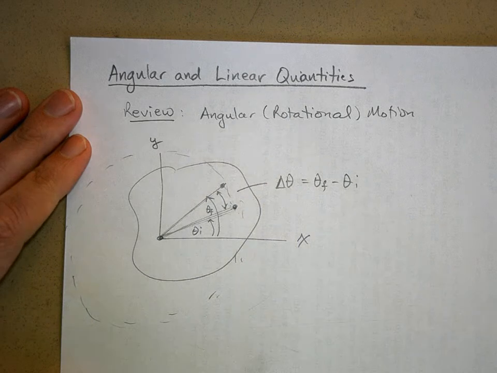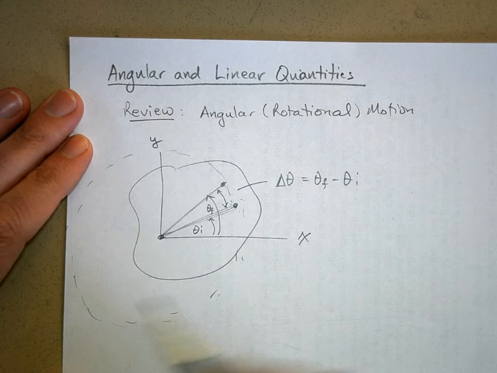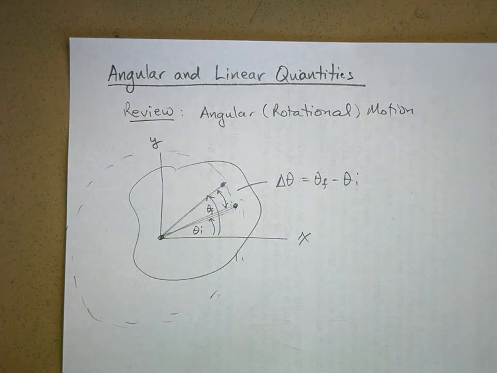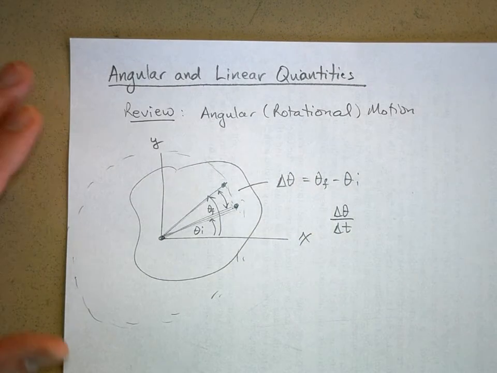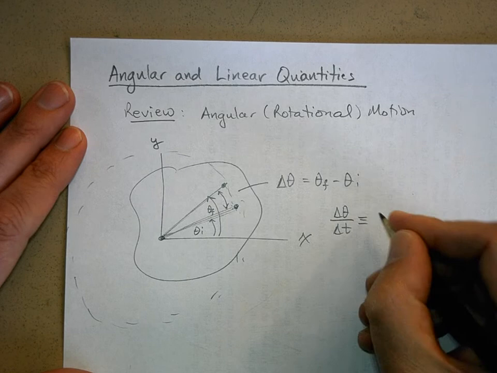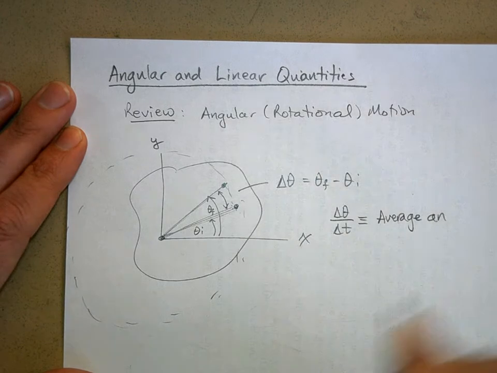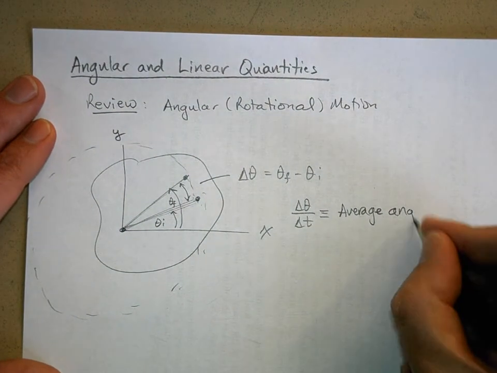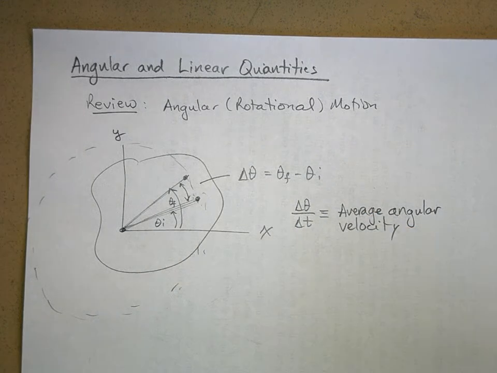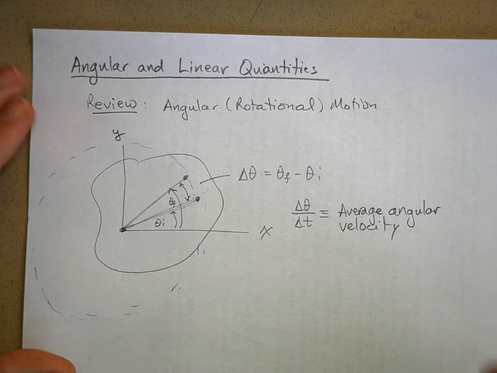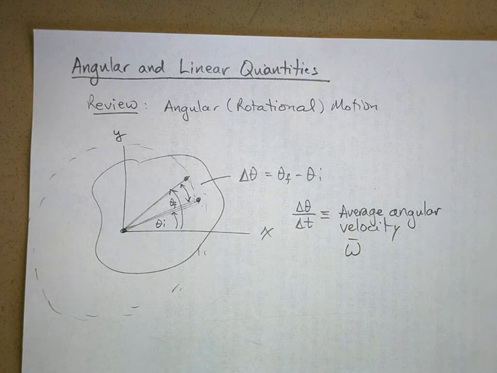And then what we did last time was we said, well, it's going to take time for this object to rotate from here over to here. And if we divide my angular displacement by that amount of time, delta theta over delta t, well, we have a name for that. It's called the average angular velocity. Average because it's not instantaneous. It's averaged over a period of time. And we have a symbol for that, omega. You put a little bar over it, meaning it's an average.